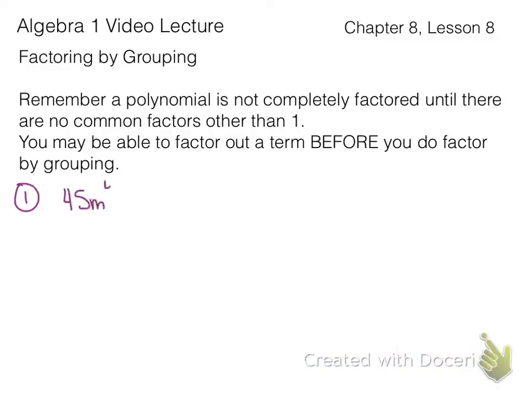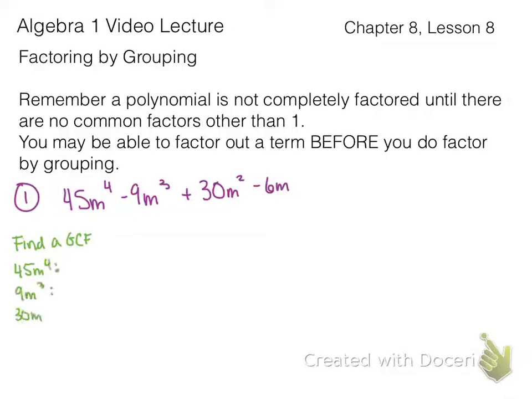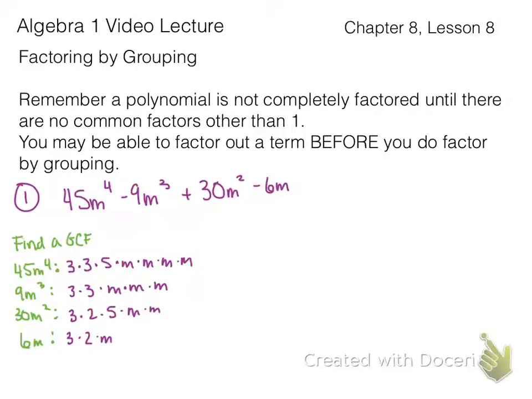Okay? All right. So here's the next problem. Remember, a polynomial is not completely factored until there are no common factors other than one. You may be able to factor out a common term before you do a factor by grouping. So let's see if we can find a GCF for 45m to the fourth minus 9m to the third plus 30m to the second minus 6m. Well, guess what? There is one. And I've already listed out the factors for each term. And then I'm going to circle the ones that they have in common. And guess what, guys? That's my GCF. That's my greatest common factor for all four terms. So I'm going to pull it out.